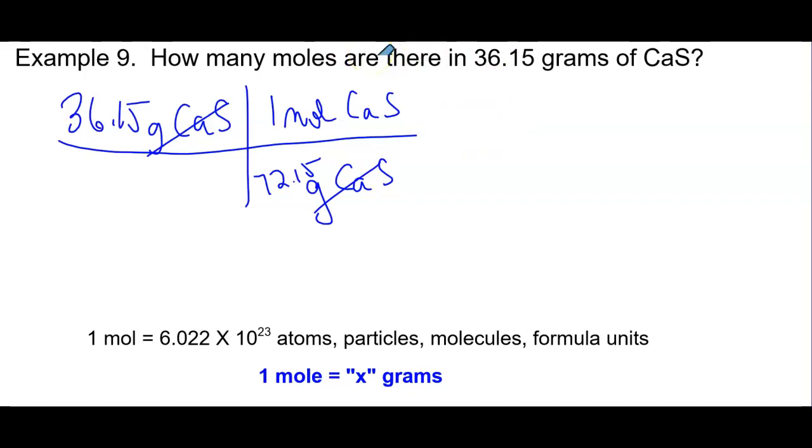So let's do 36.15 divide by 72.15. Multiply across the top, multiply across the bottom, and divide, or think about when it's down, you hit equals and then divide by it. 0.5010, because I can only have 4 sig figs, moles of calcium sulfide. Let me check that answer and make sure that answer is correct. So let's try another example, just kind of mixed up here.